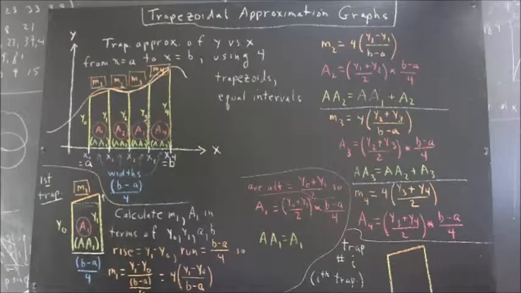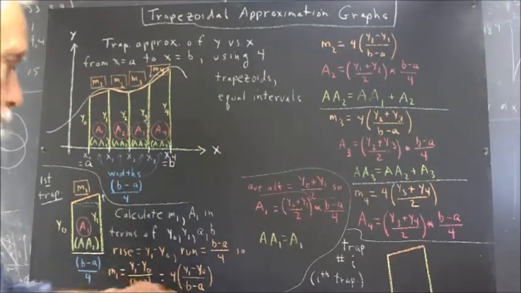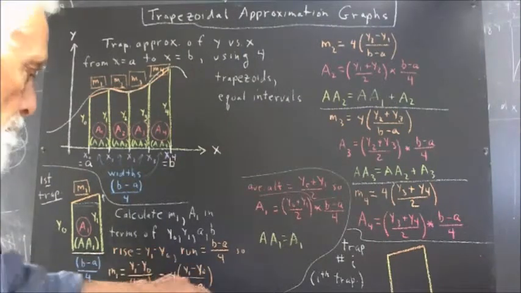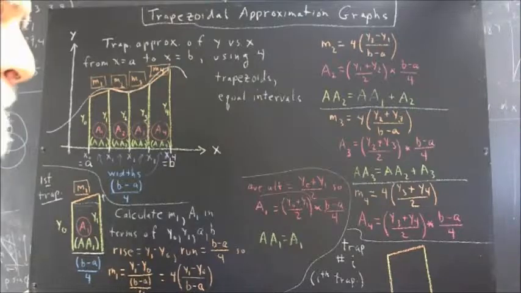It's very straightforward. The slope is the rise divided by the run. The run is B minus A over 4. The rise is y1 minus y0. So the slope is y1 minus y0 over quantity B minus A divided by 4. This is a complex fraction, which could be simplified to the form 4 times y1 minus y0 over B minus A.